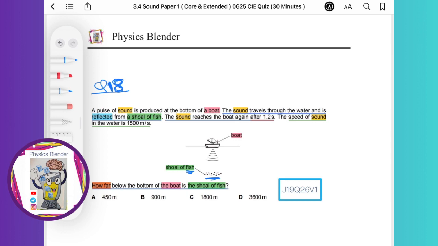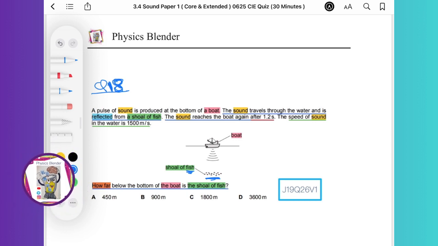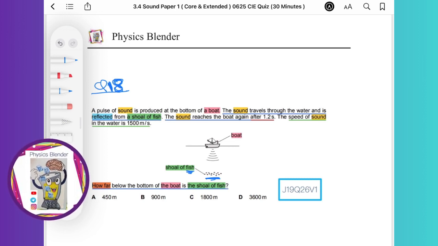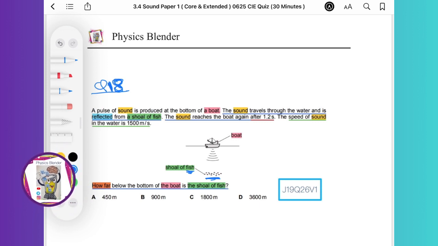The sound will not be reflected at the sea bed. It will be reflected at this shoal of fish while it's moving. How far below the bottom of the boat can you find this shoal of fish?